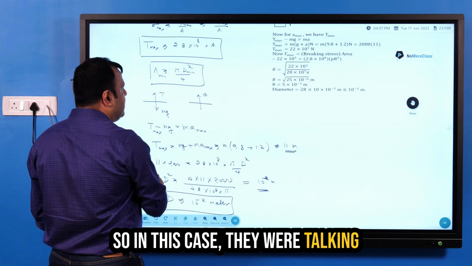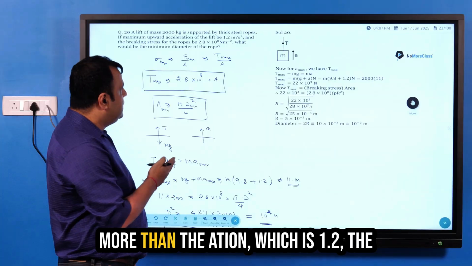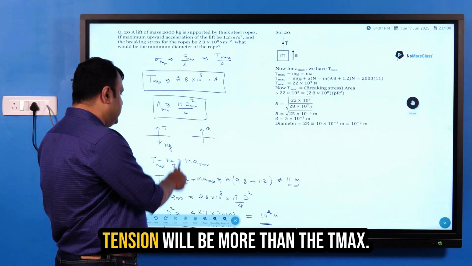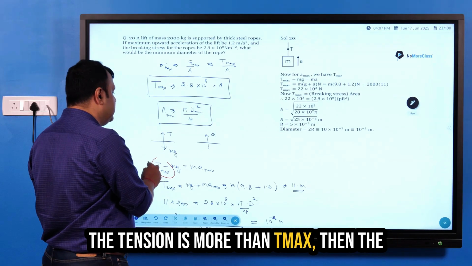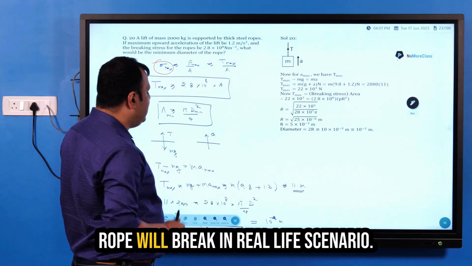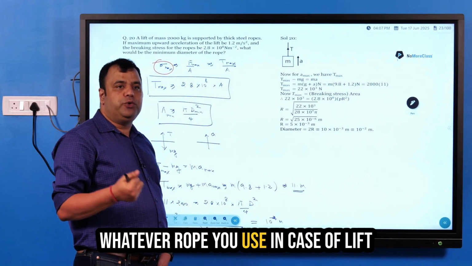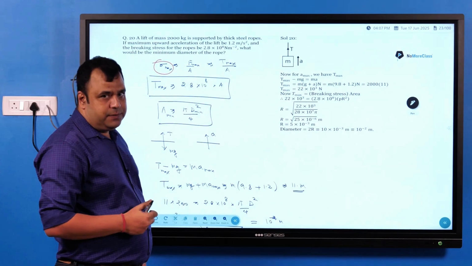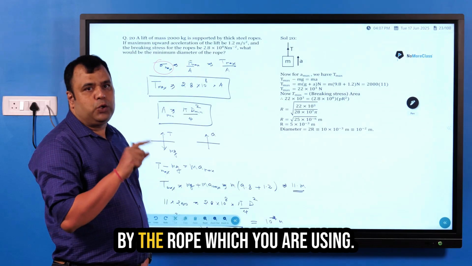In this case, they were talking about the maximum stress. If I move this lift with more than the acceleration of 1.2, the tension will be more than T max. If the tension is more than T max, then sigma is more than sigma max, and the rope will break. In real life, this is how the calculation is done. For every rope used in a lift, there is a maximum stress. So the acceleration of the lift is decided by the rope which you are using.